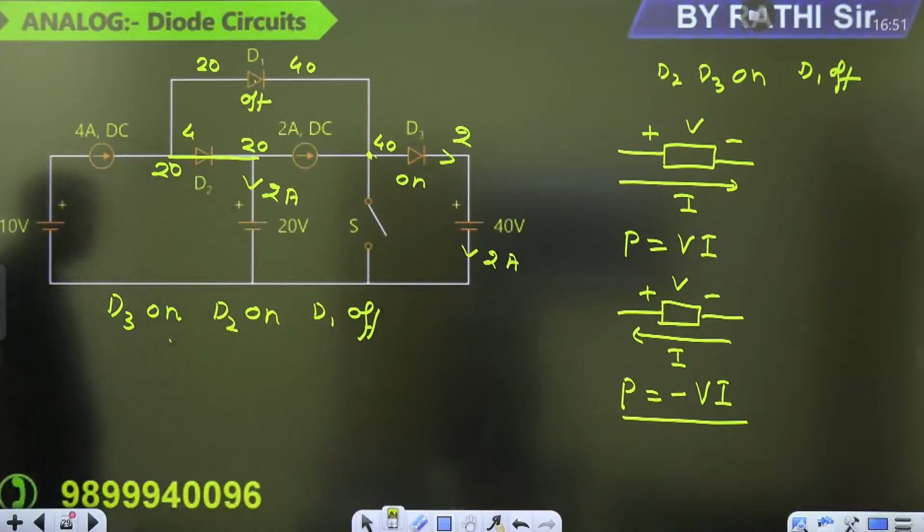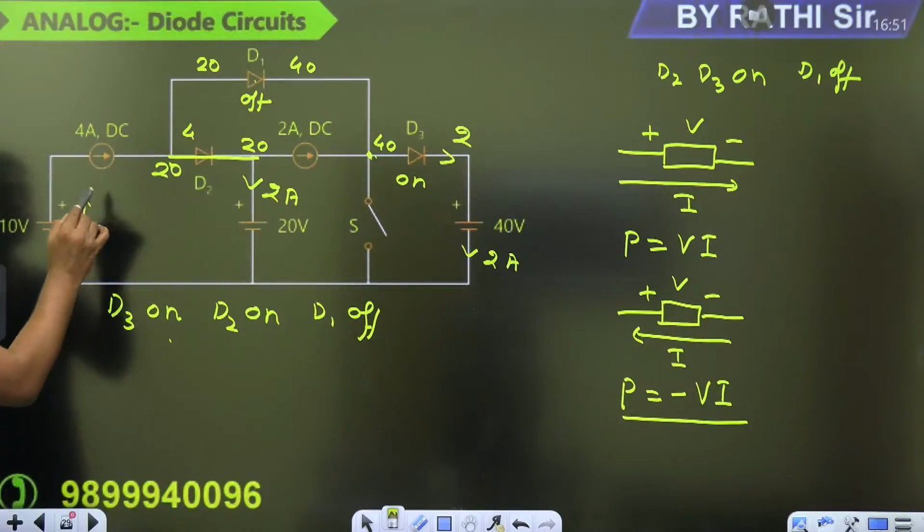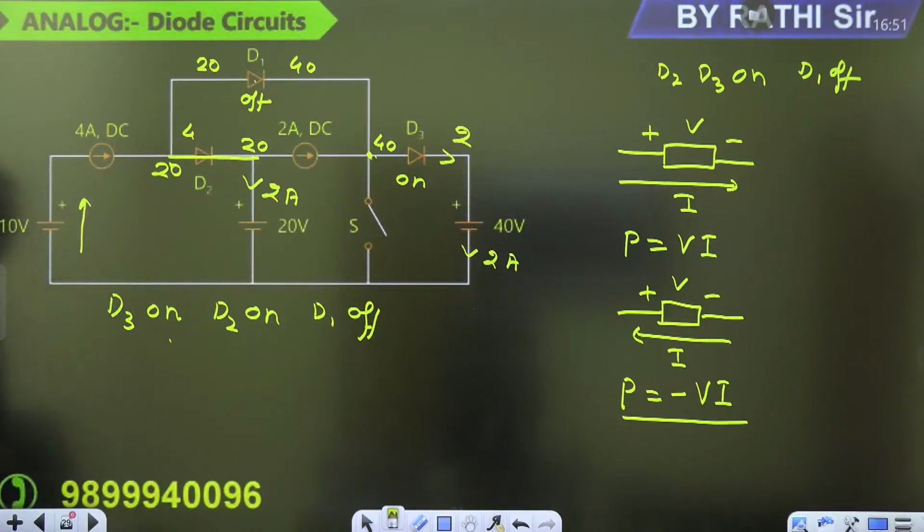Now guys, energy can neither be created nor be destroyed. So what is the power delivered by this 10 volt? Because it will give the 4 ampere current. What is the power given by this? 10 into 4, 40 watt. What is the power given by the 4 ampere current source? Can you find? What is the power given by the 10 ampere current source?